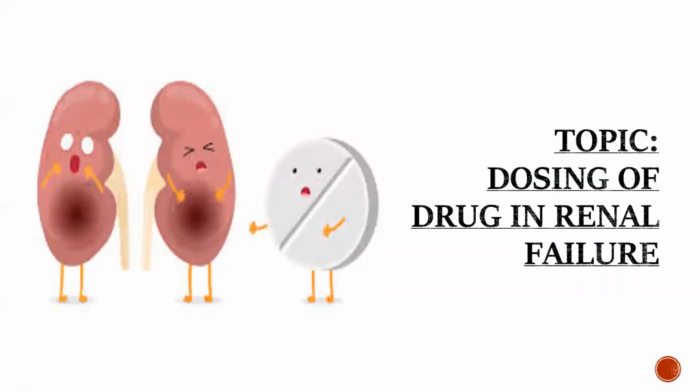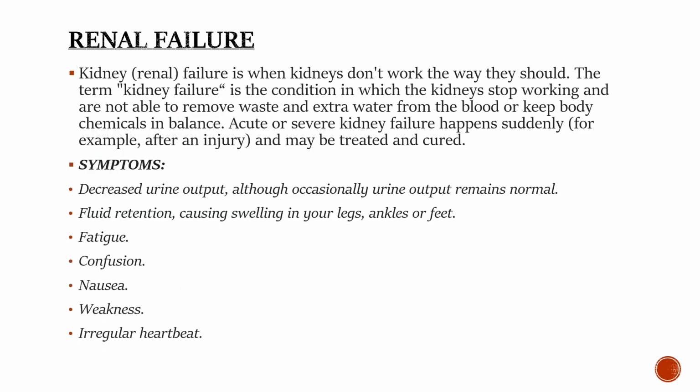So my topic for presentation is dosing of drug in renal failure. First of all, we should know what is renal failure. Renal failure is basically the condition in which the kidneys stop working properly and they are not able to remove waste and extra water from the blood. Hence, the chemical balance is completely disturbed in the body and this can result in acute or severe kidney failure.